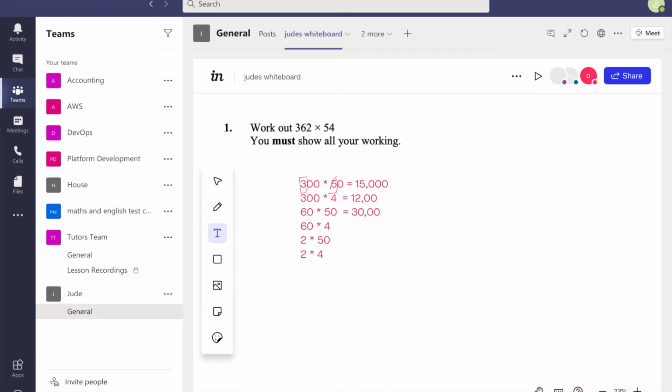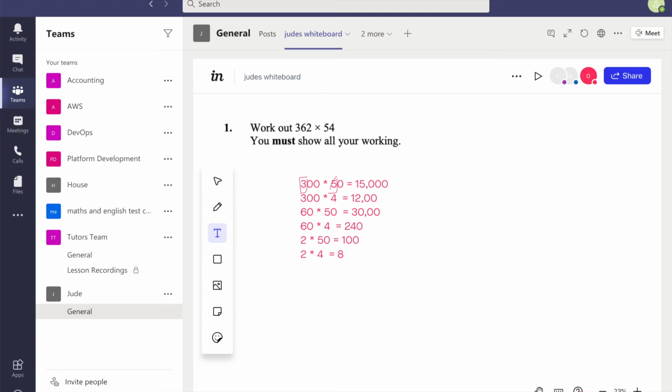This time we've got 60 times 4, so 6 times 4, what's that going to be? 24. And then how many zeros we got? 1 to add on, so 240. Then we've got the 2 left. 50 times 2, which is 100, and 2 times 4, which is 8.